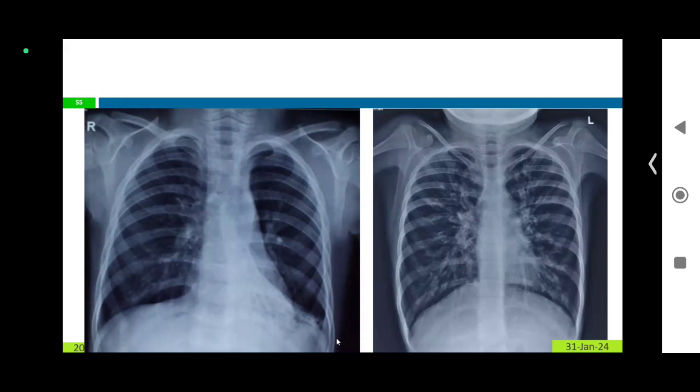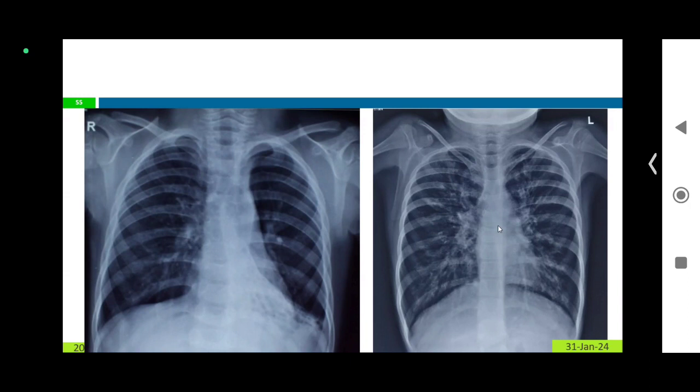What do you see here? First X-ray, there is an atelectasis. Very good. Atelectasis, retrocardiac atelectasis. You are able to see some bronchiectasis also, but we will come to it a little bit later. This X-ray. Bronchiectasis. Okay, all Mehta students will know about this child.